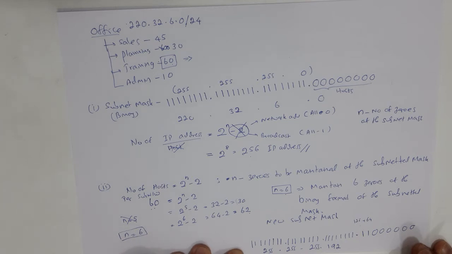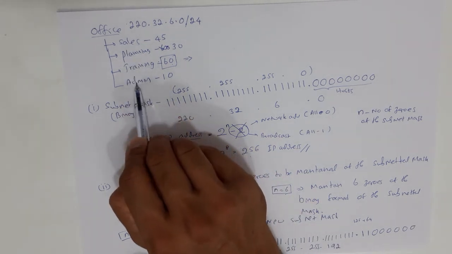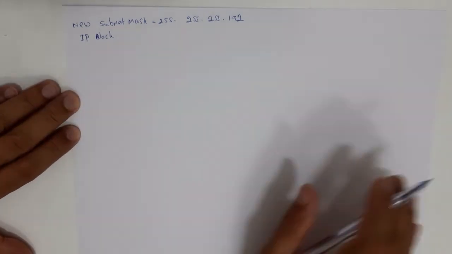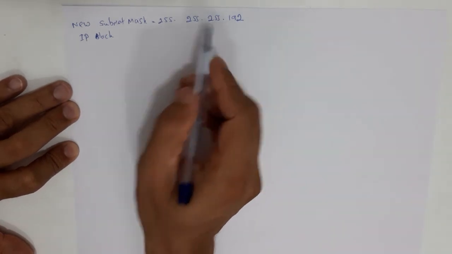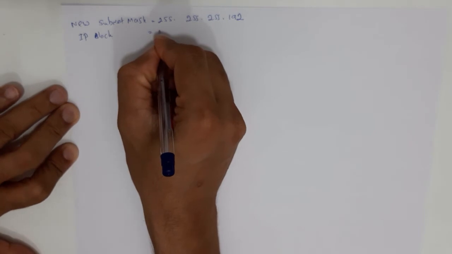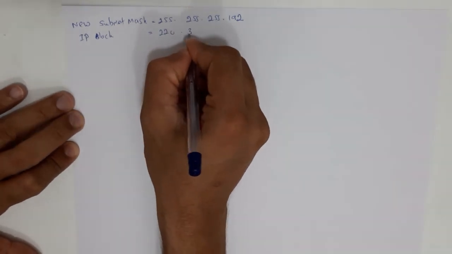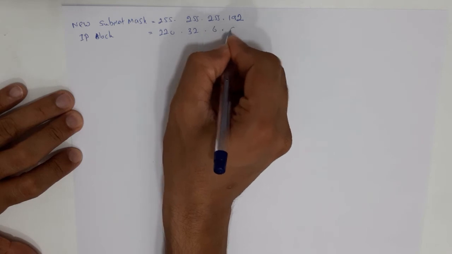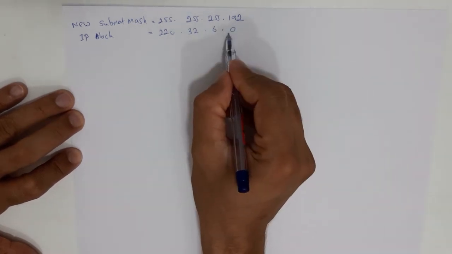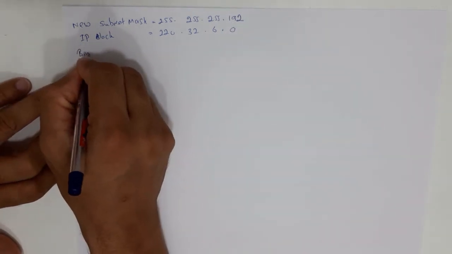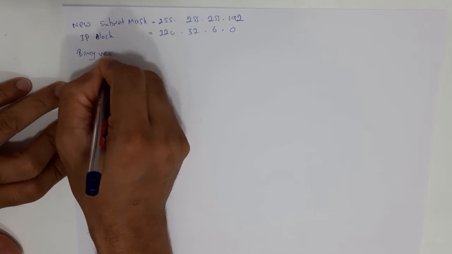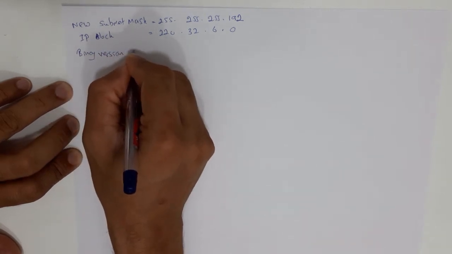Fine. Now we'll find what are the network addresses for each and every subnetwork used here. Right. Now we found the new subnet mask as 255, 255, 255, 192, and the IP block given is 220.32.6.0. So this IP block has to be subnetted according to the subnet mask we have found. Then the best way is I may go for the binary version of all of them. Binary version of the subnet mask.